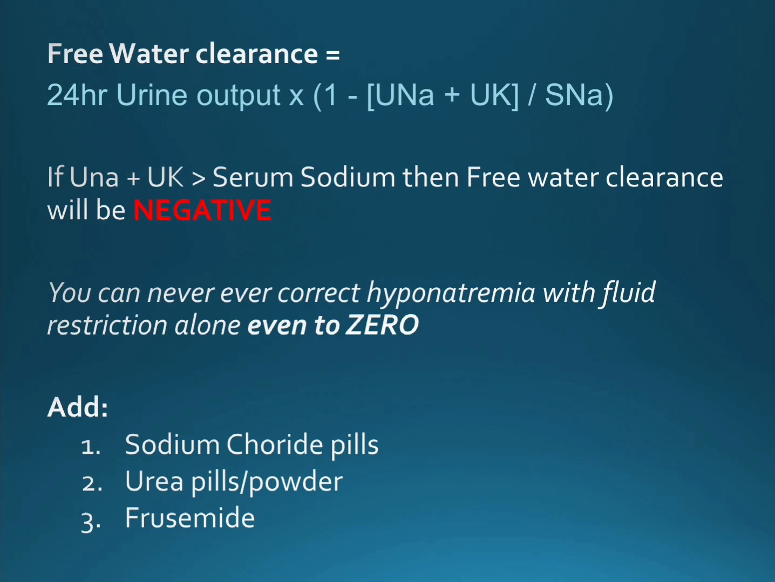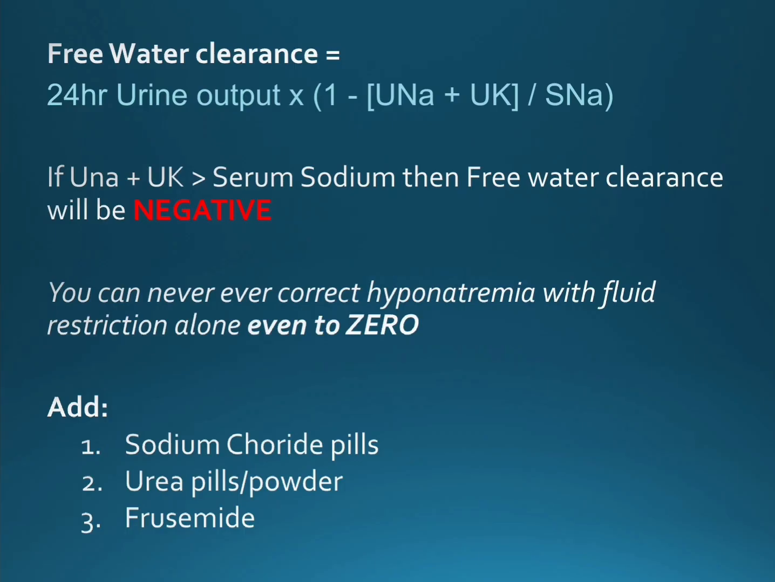So what do you do in that case? You add sodium chloride pills to encourage the excretion of sodium accompanied by water, by the excess water in the kidneys. You can also use furosemide, and you can use urea powder or urea pills if it's available in your center, okay? So these are the 9 steps to approach and manage hyponatremia.